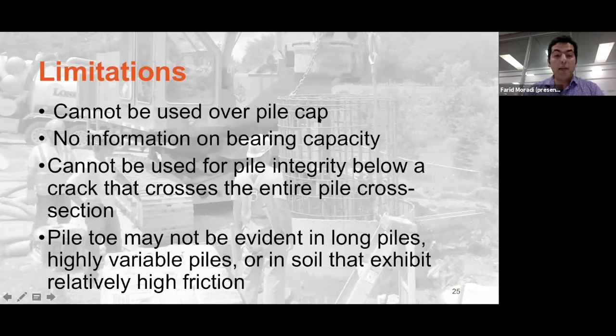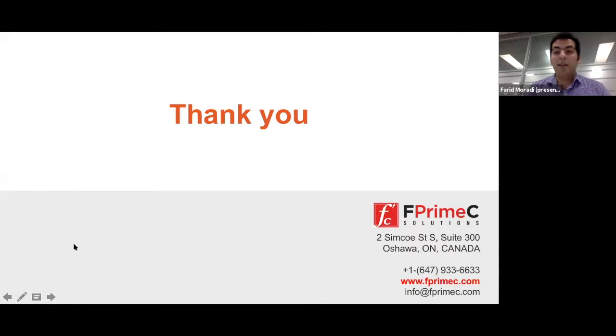Sometimes the pile toe may not be evident in a long pile, in highly variable piles, for example, or in soil that exhibits relatively high friction. In that specific item, I'm talking about the L/D ratio. When you have an L/D ratio over 30 to 35, your pile totally looks like a nail. Surrounding effects and different modes of deformation come into place, and all of them make data interpretation difficult. Always try to keep your testing for piles with an L/D ratio less than 30 to 35. Thank you very much.